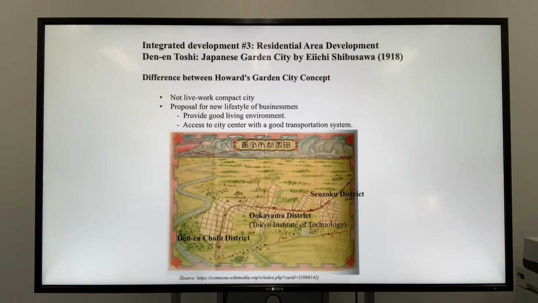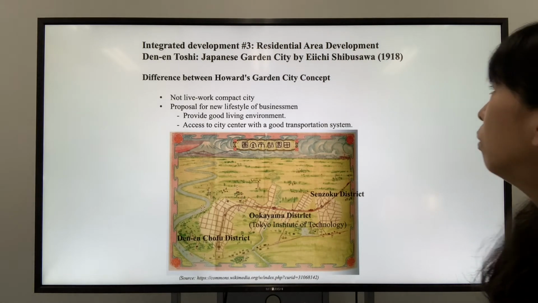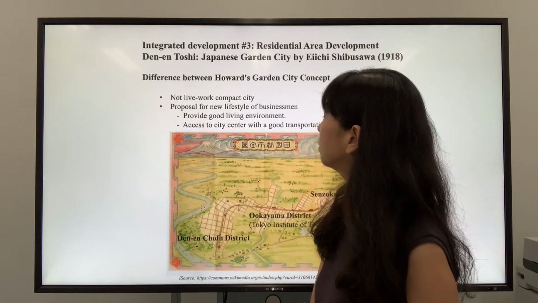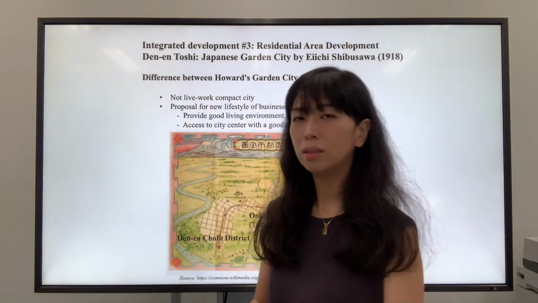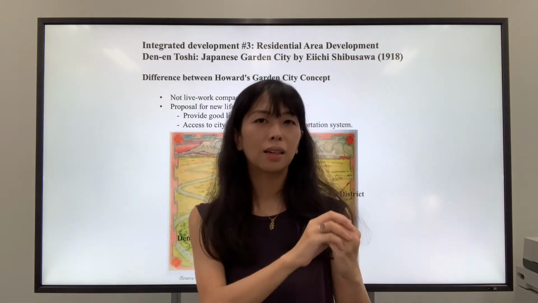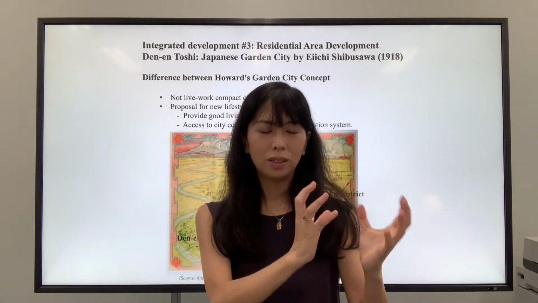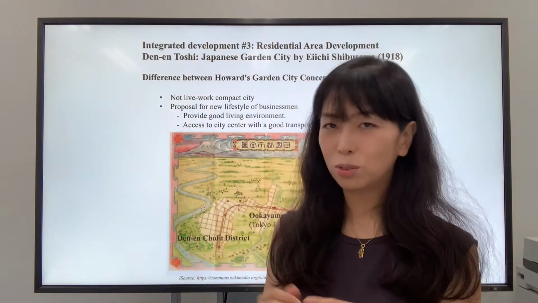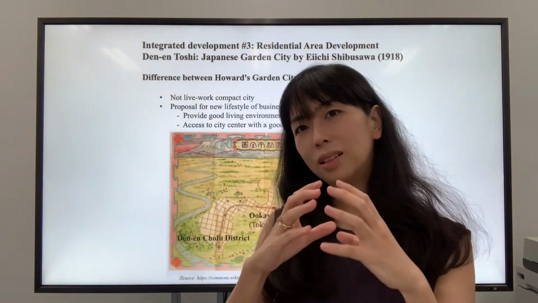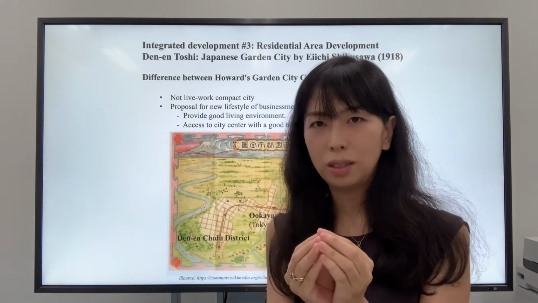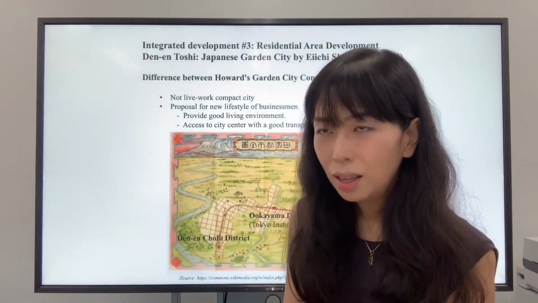And there is a difference from Howard's Garden City concept. Howard's Garden City concept was developed by the British, and the concept was that you have the central city, but then you create a satellite city, which is more in the suburban area. They are connected with a very good transportation system, which of course is the railway. But this garden city has a control on the number of population, therefore it's also a compact city.